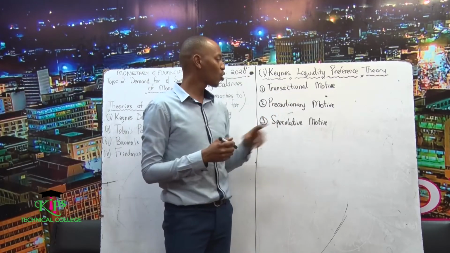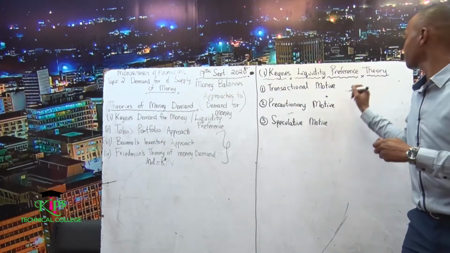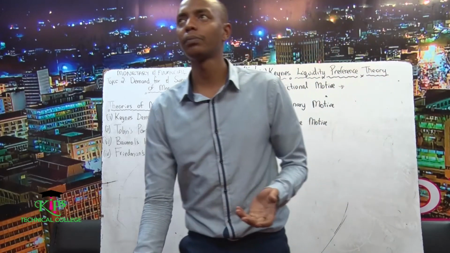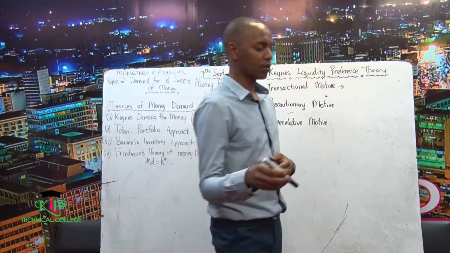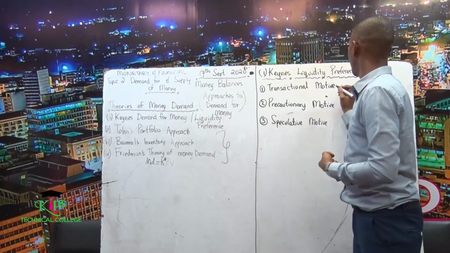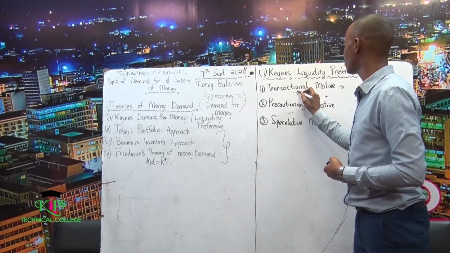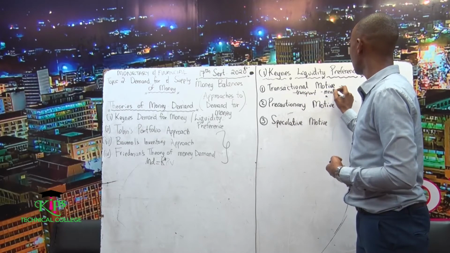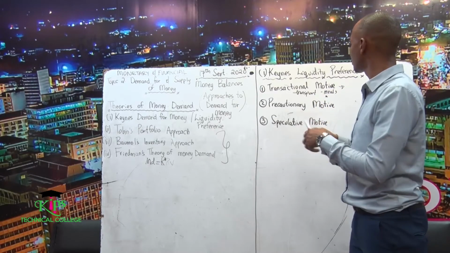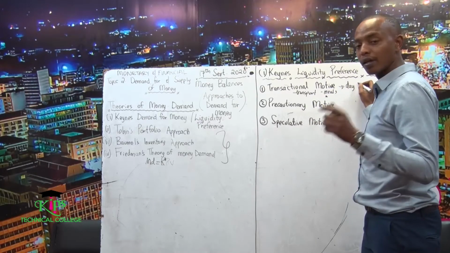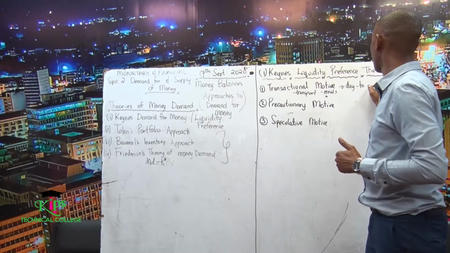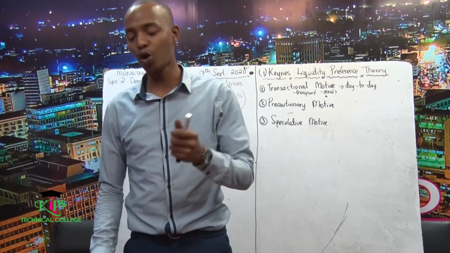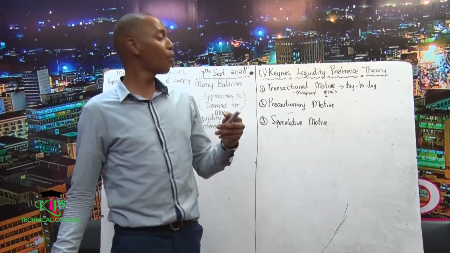Now, according to the transactional motive, people usually hold money for their day-to-day uses. So Mr. Benson holds money. Why? He wants to be able to pay his transport costs. He wants to be able to pay for his meals, and so on. Therefore, these day-to-day transactions have to be paid, and according to Keynes, people usually hold money for that.